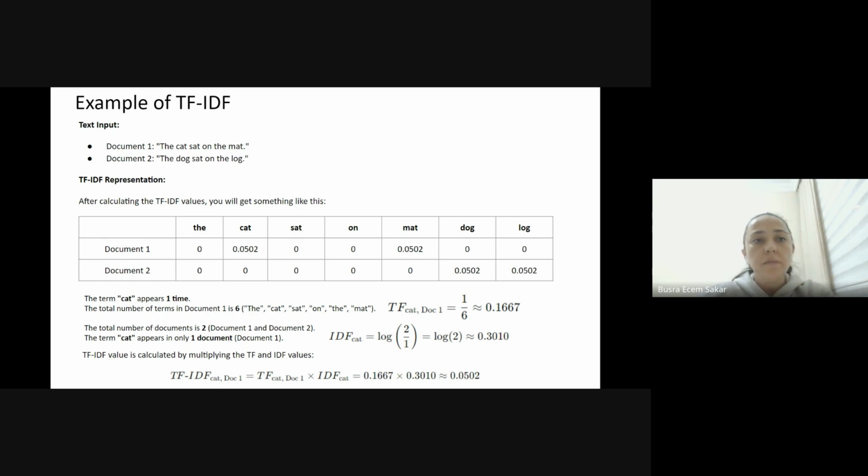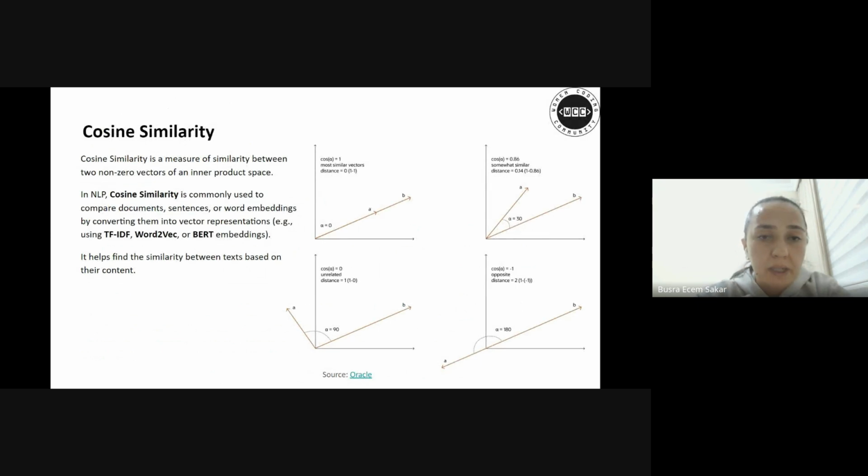And also, I want to talk about cosine similarity because it's a very useful, powerful technique in NLP for comparing the similarity between two texts. Whether you are working with documents, sentences, or word embeddings, cosine similarity helps quantify how similar these texts are, which is particularly useful in tasks like document clustering, information retrieval, and text similarity analysis.